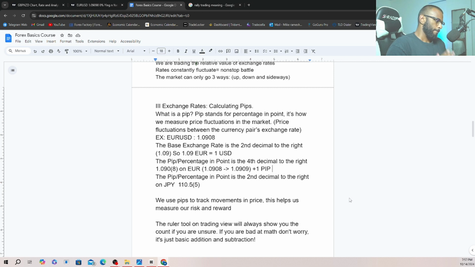stay with me here. Depending on what market you're actually trading, guys, the pip is going to be calculated differently depending on that market. So, for example, for a Japanese yen, and the Japanese yen only, okay, not for the euro, for a Japanese yen, the pip is going to be the second decimal to the right.